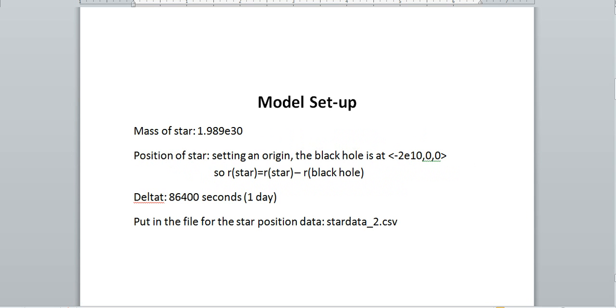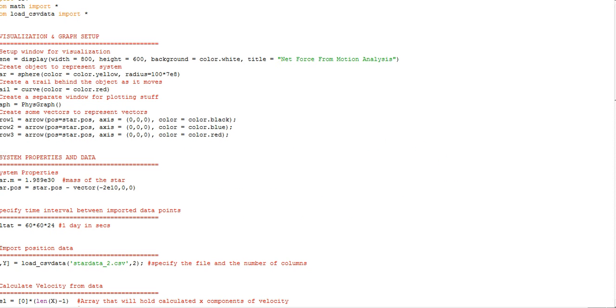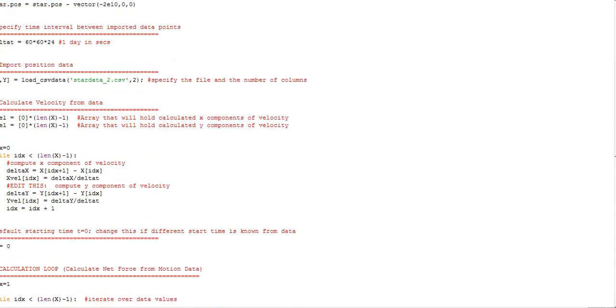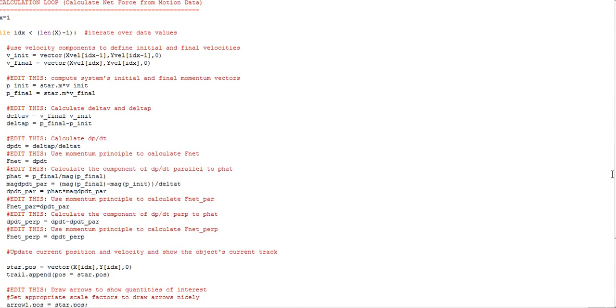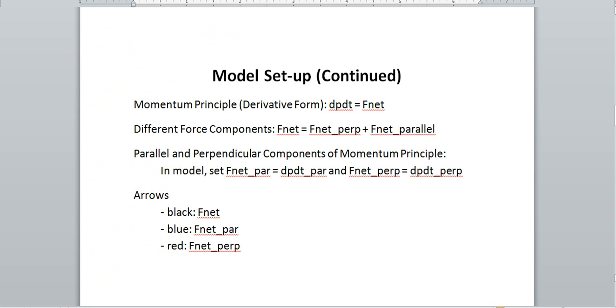So I had to input all the quantities of the mass of the star and the position of the star, given where the position of the black hole was relative to it, an origin position, set the time to 1 day, and put in all the data positions by entering the CSV file. So here you can see I have all of the information in its respective positions, and I can have it all set up so it'll run properly.